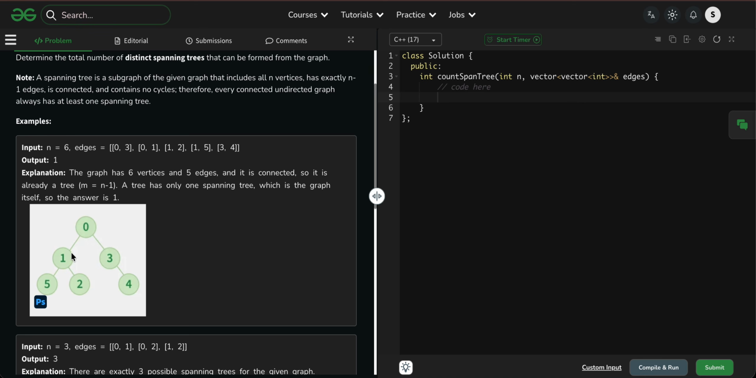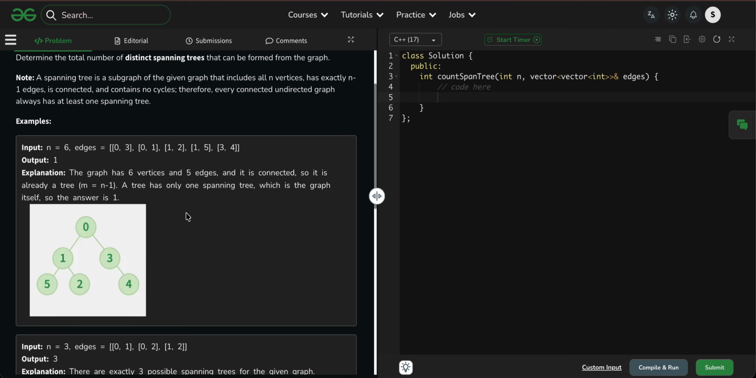That is a very famous problem of Kirchhoff's matrix tree theorem. It says the number of spanning trees is equal to the determinant of any cofactor of the graph's Laplacian matrix. This is the mathematical concept where we have to read Kirchhoff's matrix tree theorem, and we just have to think about where we can use the Laplacian matrix.